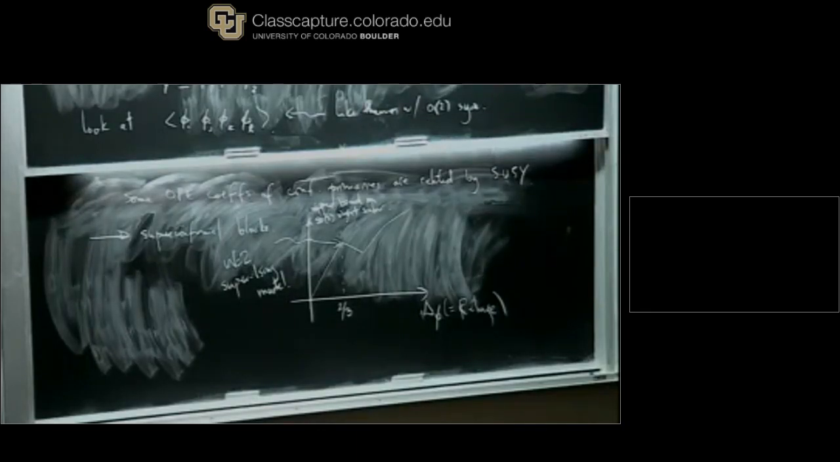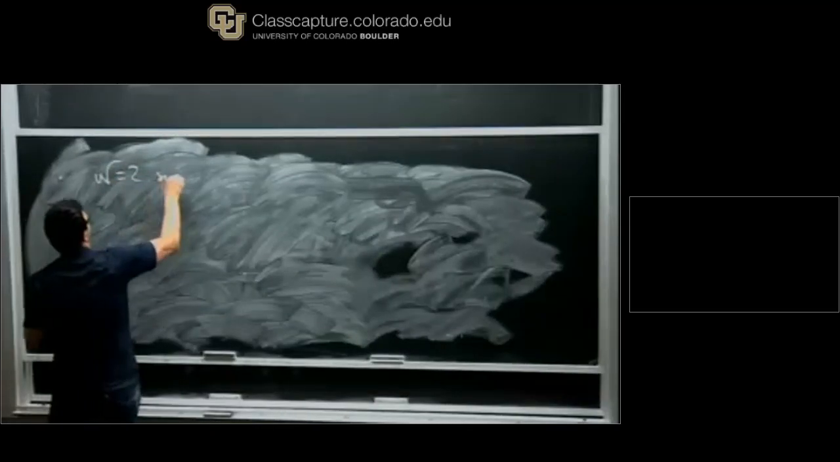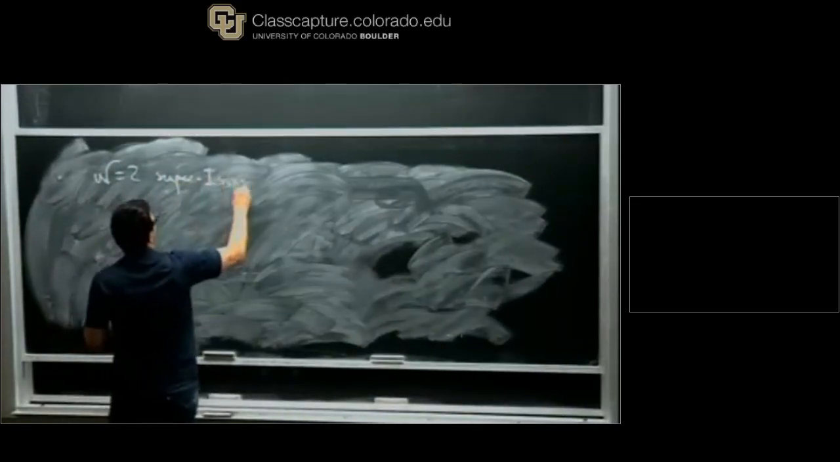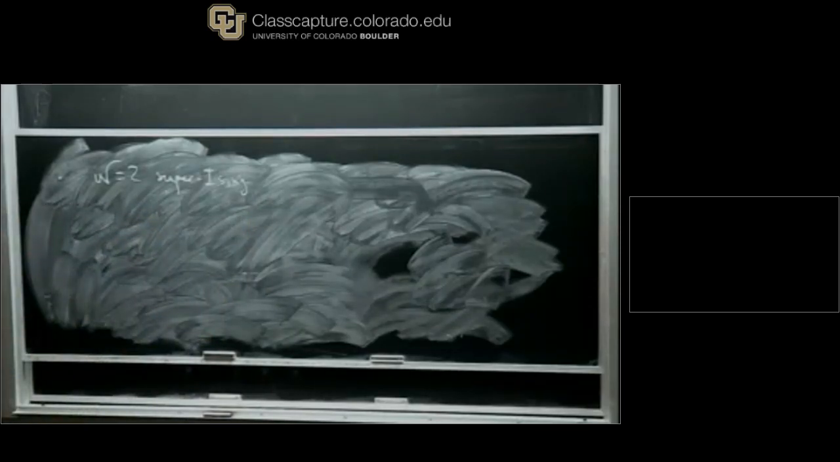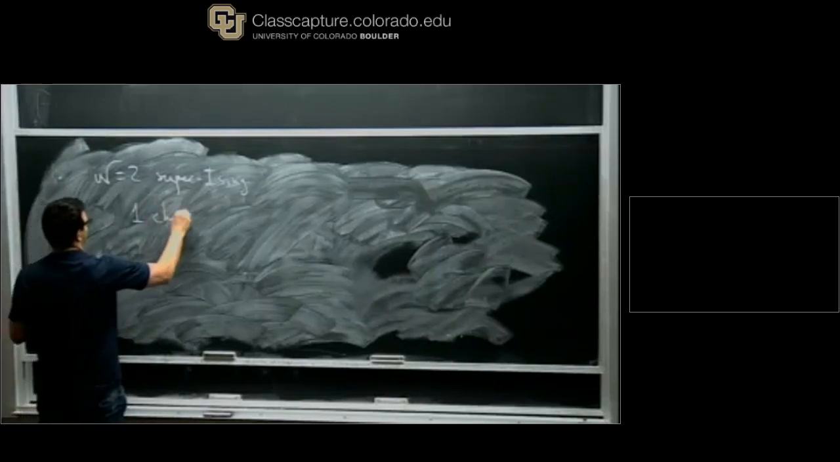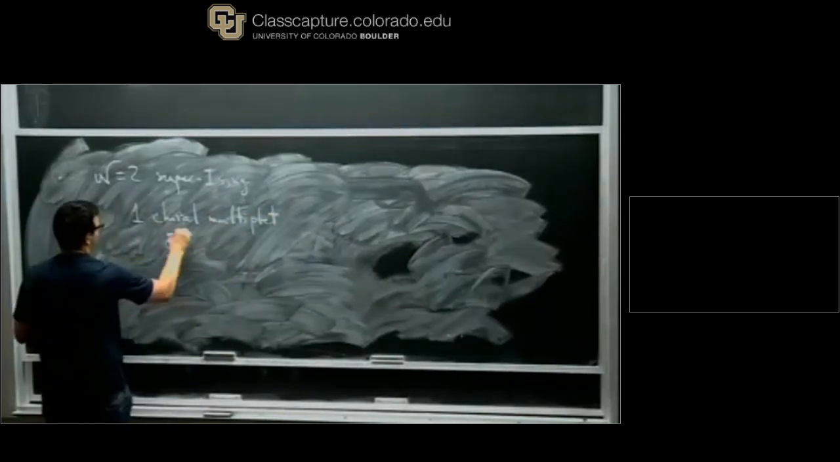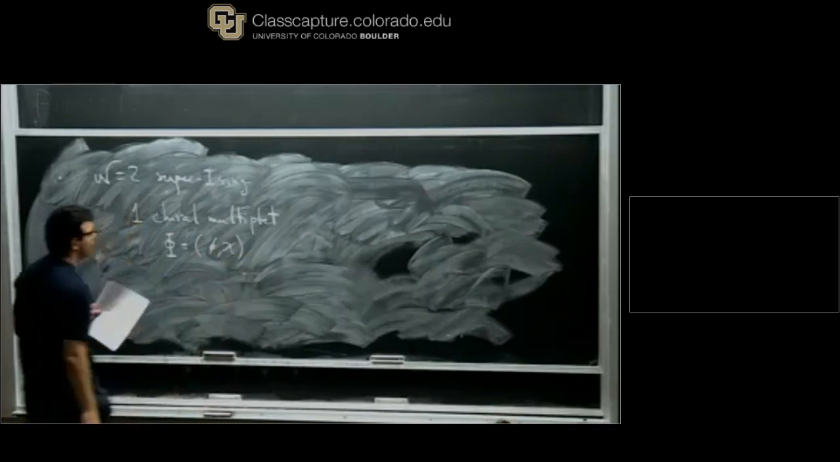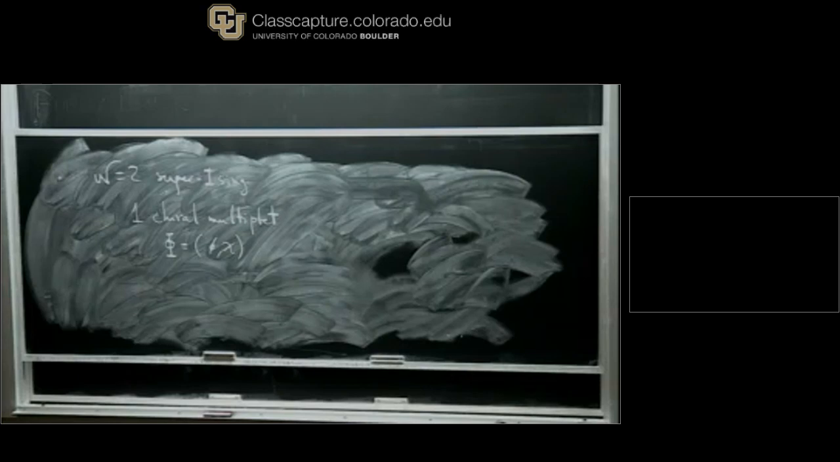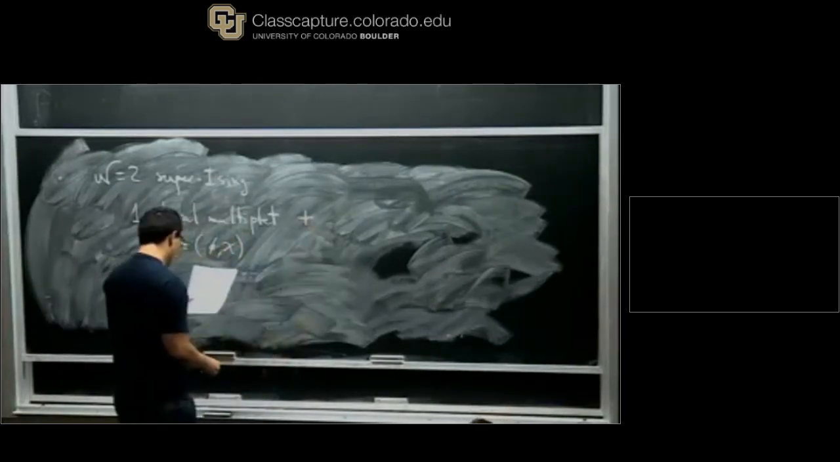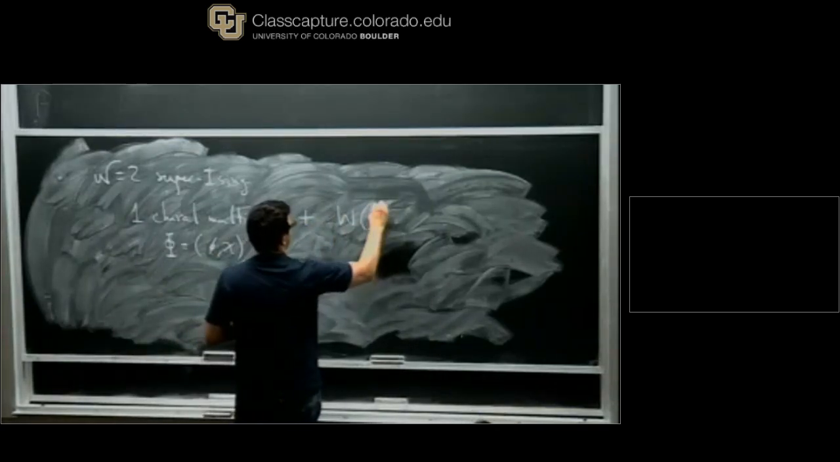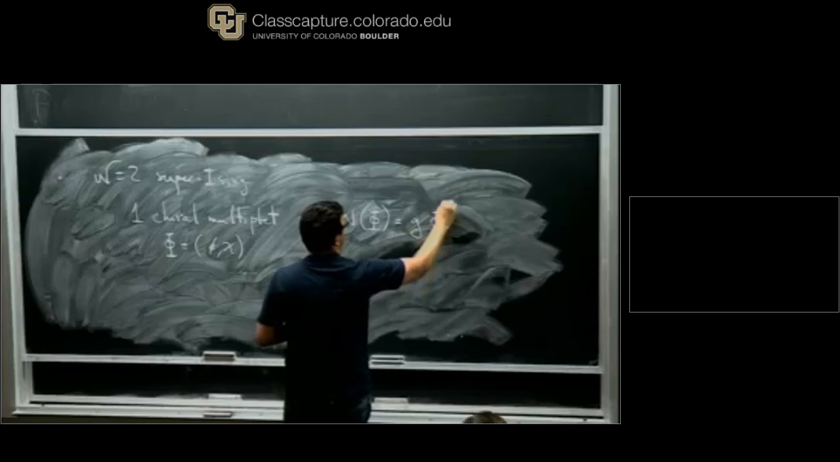So what is the N=2 super Ising model? It is the theory of a free chiral multiplet. So one chiral multiplet. Well, it's not going to be free. One chiral multiplet, let's just call it phi. It has a scalar and a fermion. We can think of having a free chiral multiplet, and then we can add some interactions. And then in the infrared, we flow to a conformal field theory. So the interactions are given by a superpotential term, which is W of phi is some coupling g times phi cubed.